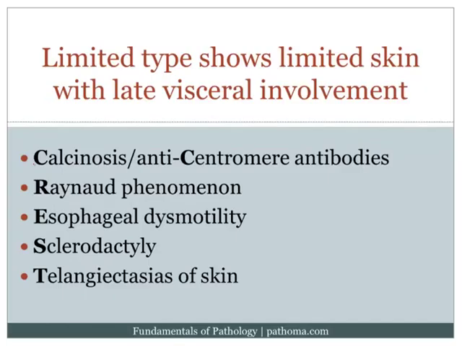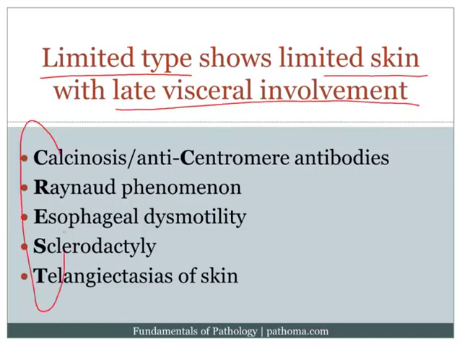Systemic sclerosis can be divided into two types. There is a limited type and a diffuse type. In the limited type, there is limited skin involvement with late visceral involvement. The prototype of this subtype is called the CREST syndrome. C stands for calcinosis. Calcinosis means that the patients get deposition of calcium in subcutaneous connective tissues. And the C also helps me to remember that the patients have an anti-centromere antibody.